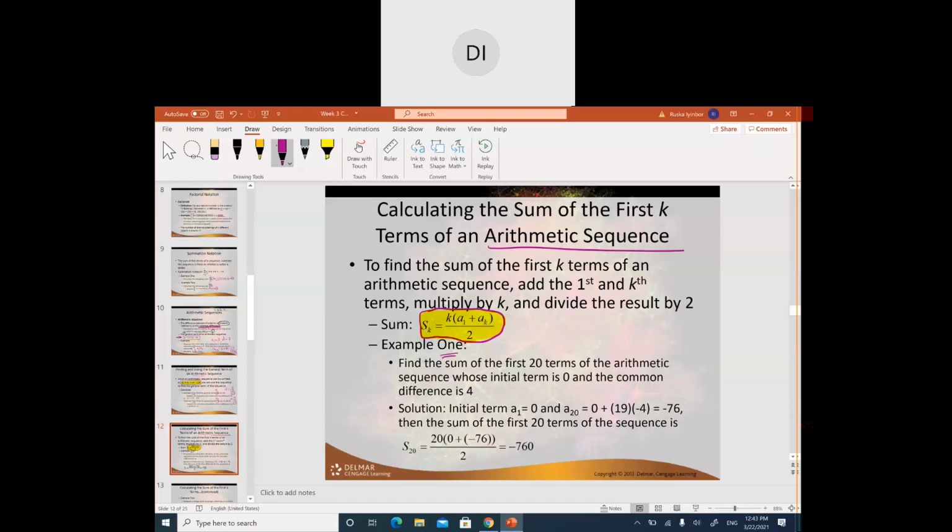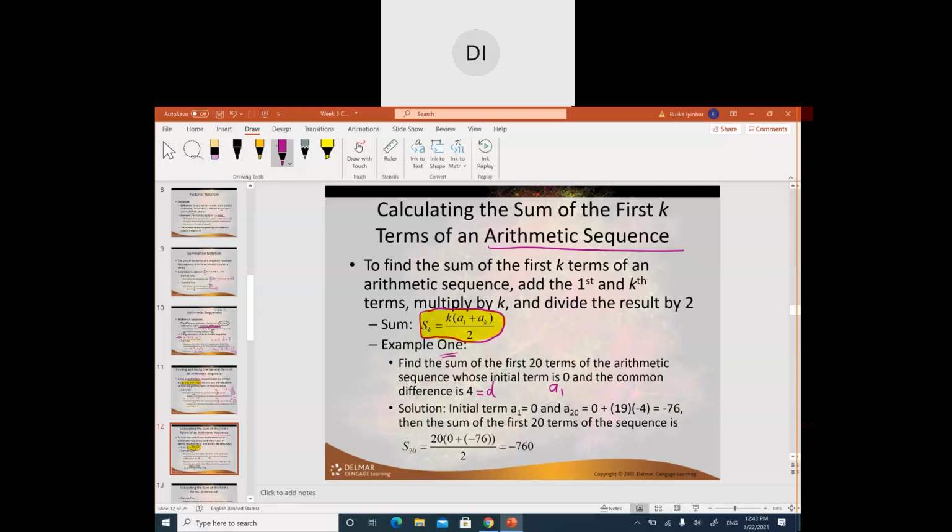Find the sum of the first 20 terms of the arithmetic sequence whose initial term is 0. So you have A1 is 0, and the common difference is 4. So the D is 4. So how are you going to find the sum? So we have A1 is 0. I need to find A20.